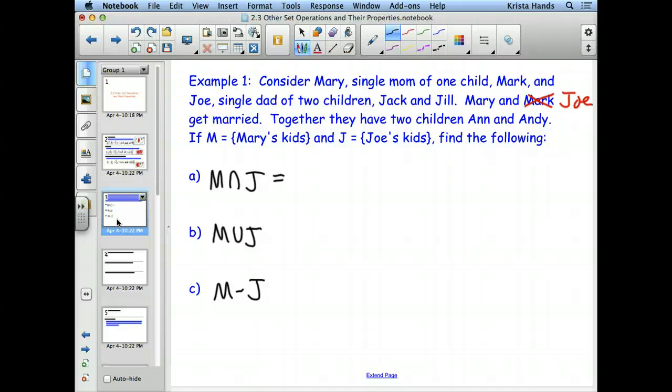Ann and Andy. So the description of what we're finding is the children that are common to both parents, right? Okay, and that was described as Ann and Andy after they get married.